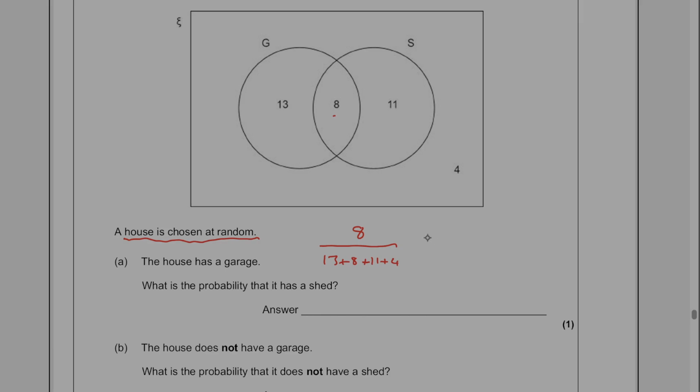So we're definitely out of 8. I'm struggling with the wording of the question. A house is chosen at random. That normally tells you what the denominator is.